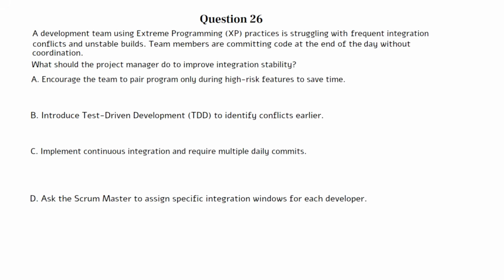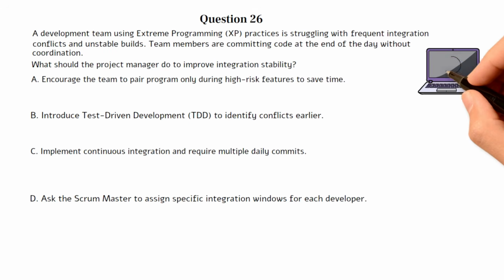A. Encourage the team to pair program only during high-risk features to save time. B. Introduce test-driven development to identify conflicts earlier. C. Implement continuous integration and require multiple daily commits. D. Ask the Scrum Master to assign specific integration windows for each developer. You can pause the video here if you need more time to work on the question.